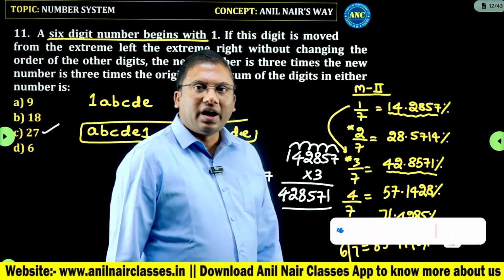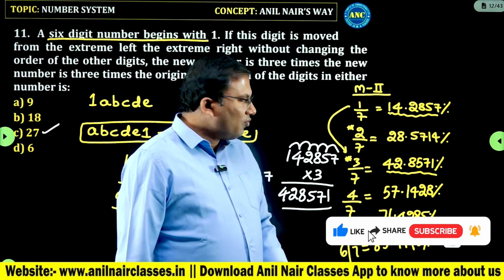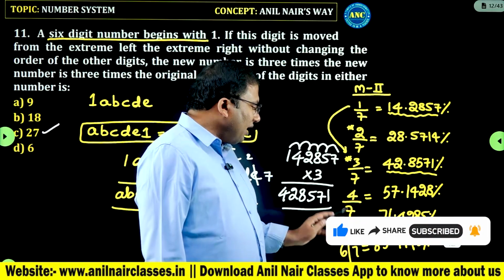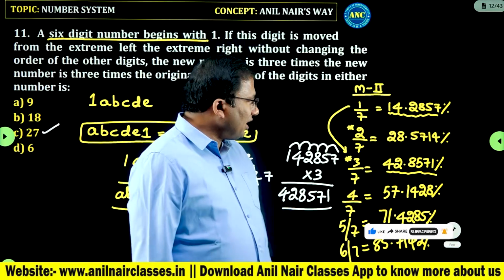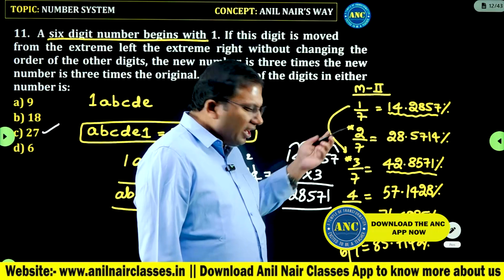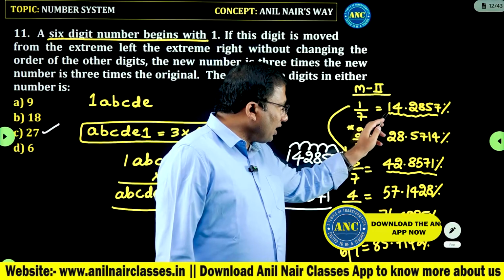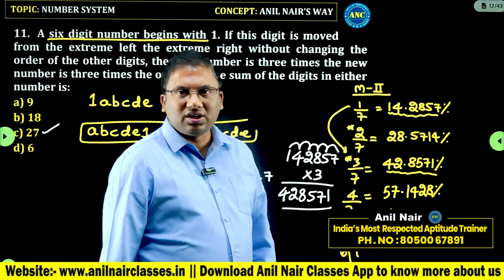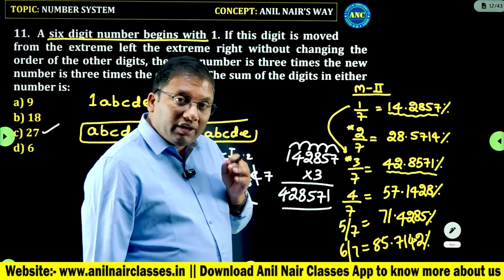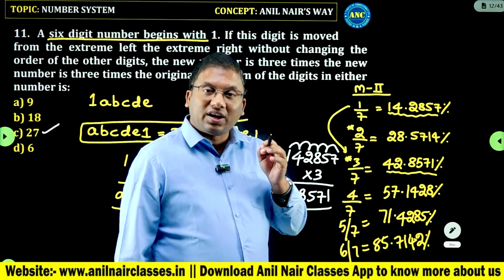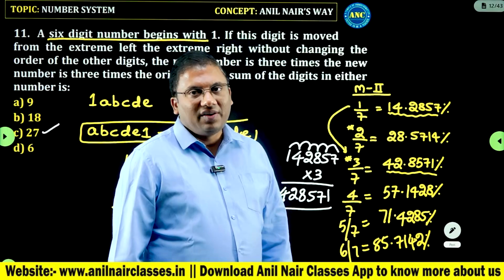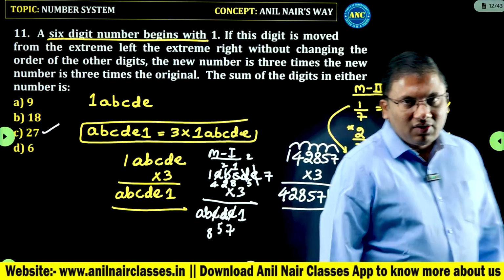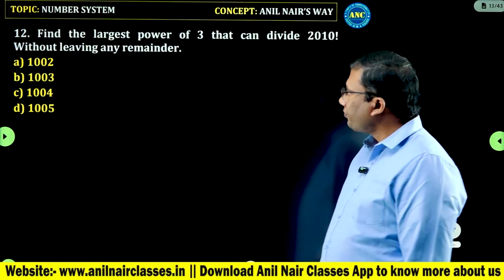This is how you can remember 1 by 7, 2 by 7, 3 by 7 and so on up to 6 by 7. I hope the idea is very clear to you. So if any question says the leftmost one, 1 by 7 became 2 by 7, what will be the sum of the digits? It will be 27. If you know the percentage to fraction conversion for 7, then this question is very easy. I hope the concept is very clear to you.